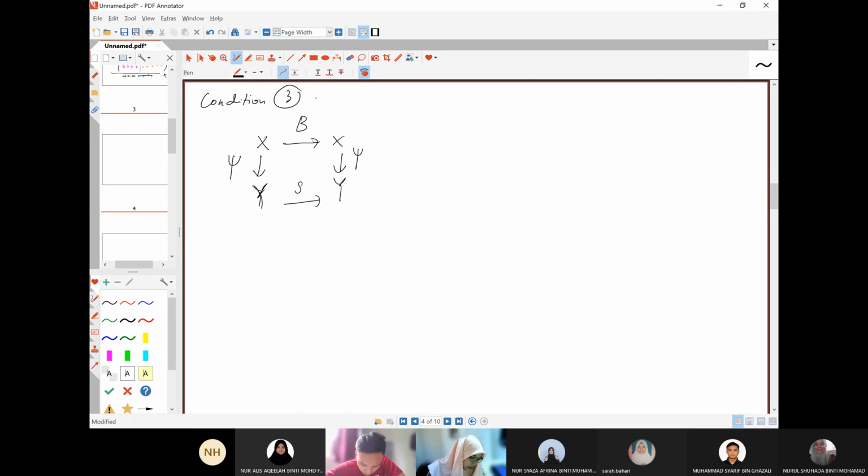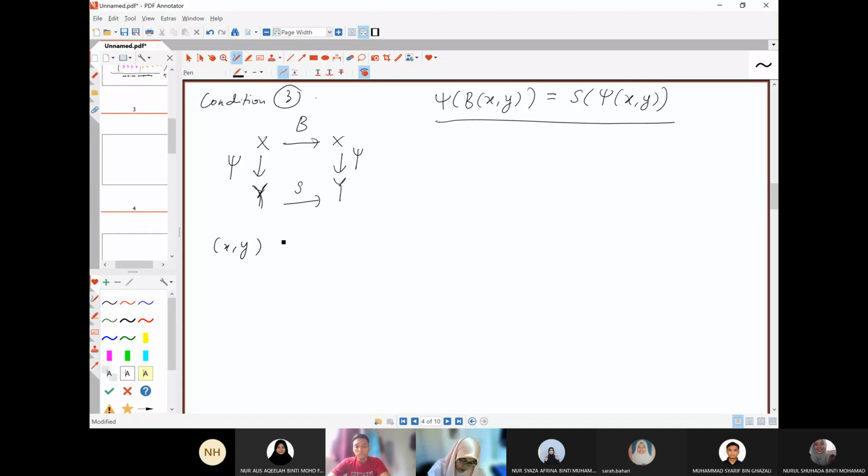Okay. So for the third conditions, we want to show that psi B xy is equals to S of psi of xy. Okay. Dia ikut pada transformation. So we have our commutative punya map is this. Okay, now again xy is taken from this lah. 0, 1 and 0, 1.